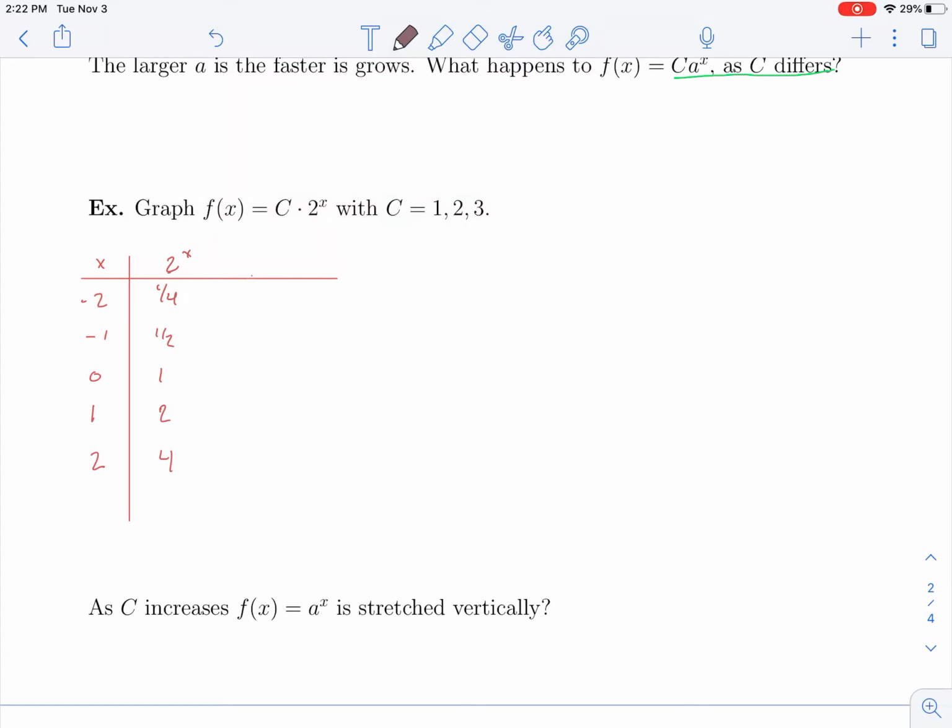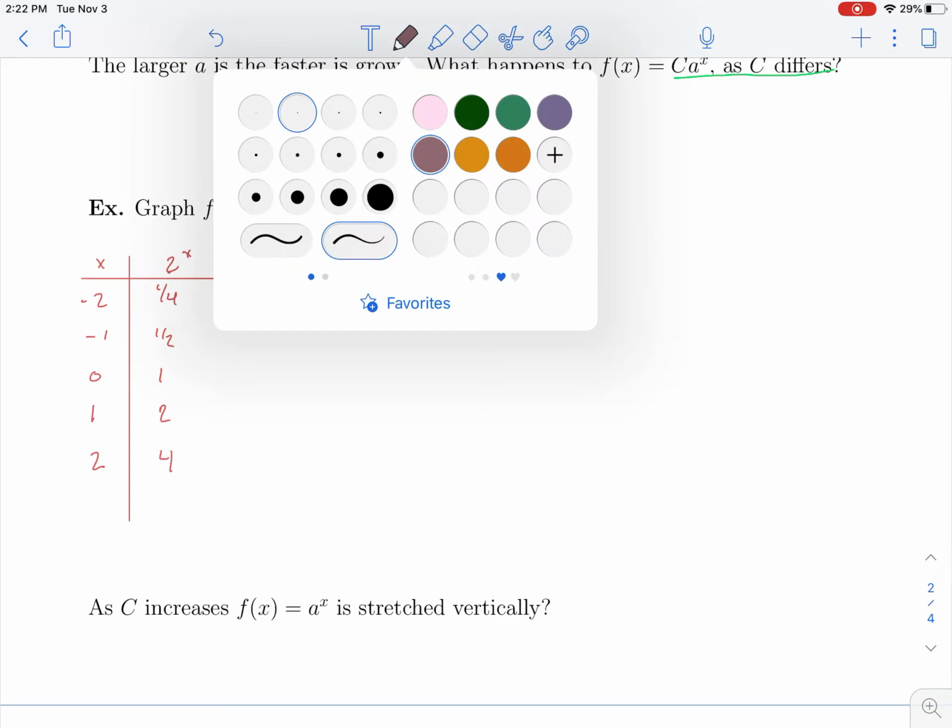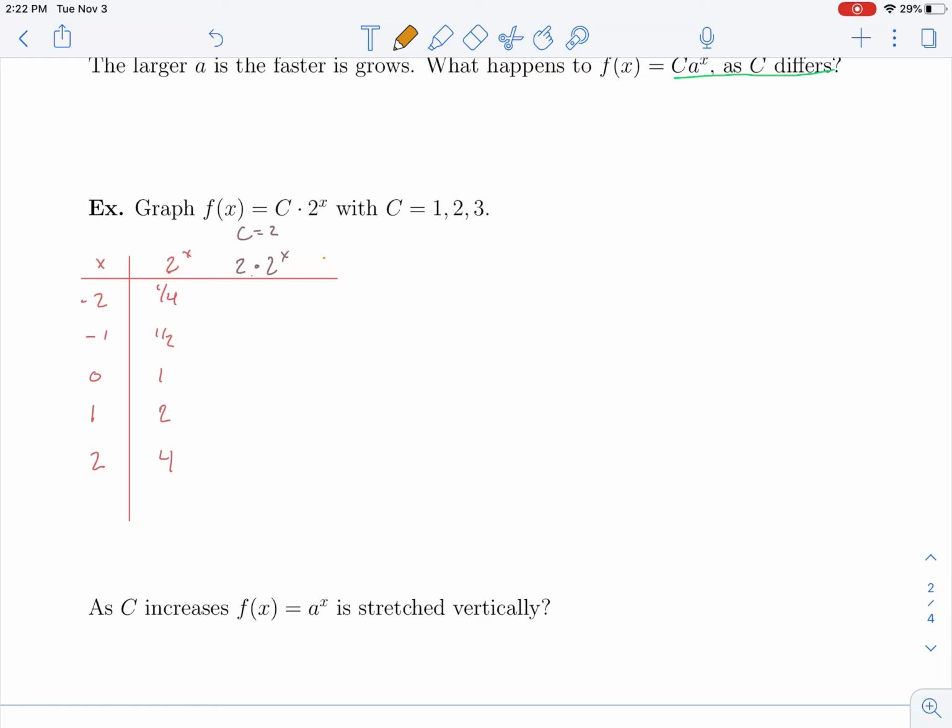So we have 2 to the x, which is when c equals 1. When c equals 2, I'm going to have 2 times 2 to the x, and then 3 times 2 to the x when c equals 3. So let's plug in again. I'm just going to multiply each one of these numbers by 2 or 3. So 2 times 1/4 is going to give me 1/2, and then, oops, I'm in the wrong color. This is so ultra confusing now.